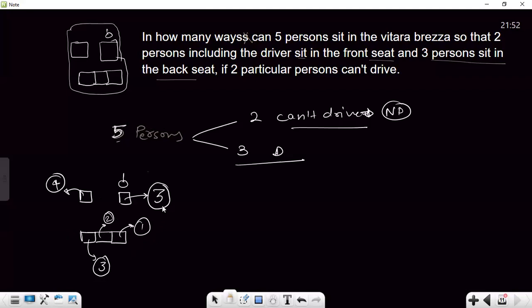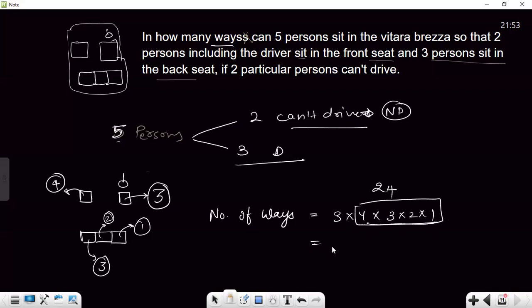All are dependent events. So to find the total number of ways, what is asked? The total number of ways. So the number of ways will get multiplied because of dependency of the events. 3 into 4 into 3 into 2 into 1. That is basically 4 factorial, which is 24. 3 into 24, can you tell me what is 3 into 24? 72 is the answer. That was a good question to make your understanding sharper.